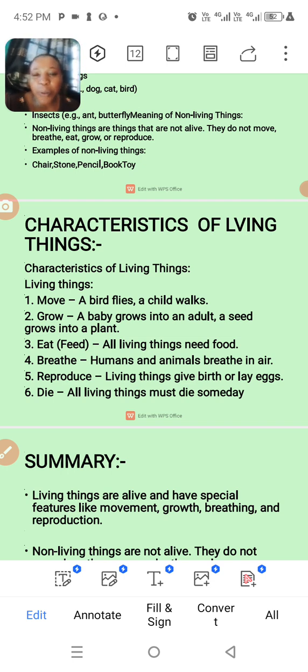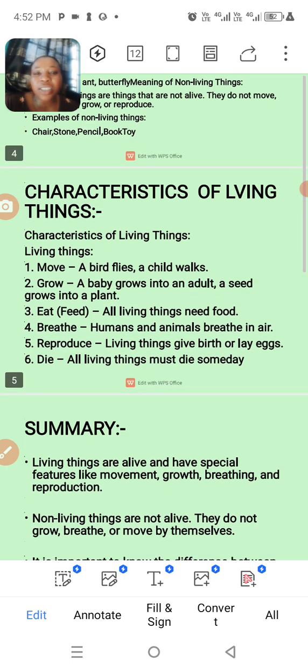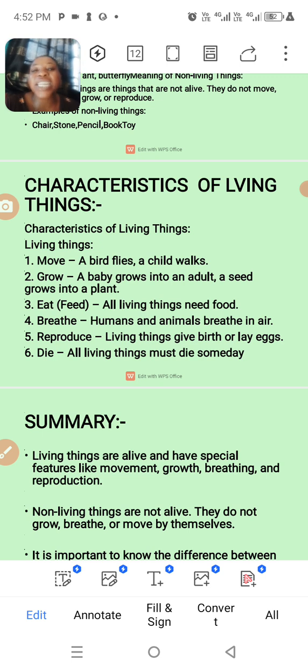Number two, they grow. Living things do what? They grow. Living things grow.